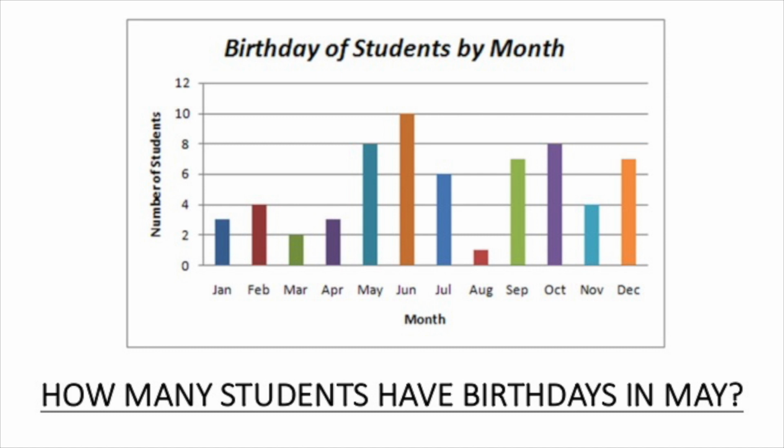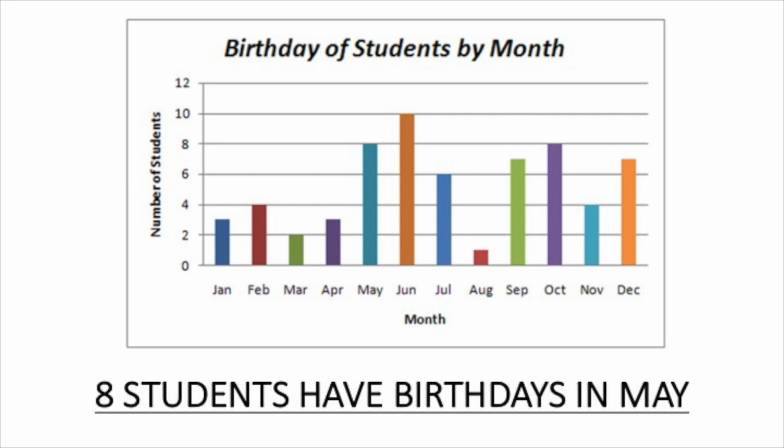January, February, March, April, May. Okay, so we've got May's bar. Now, let's go with May all the way to the top. And where is May sitting? 8. So there you go, guys. By following the information and analyzing the data, we know 8 students have birthdays in May, not March. You see?